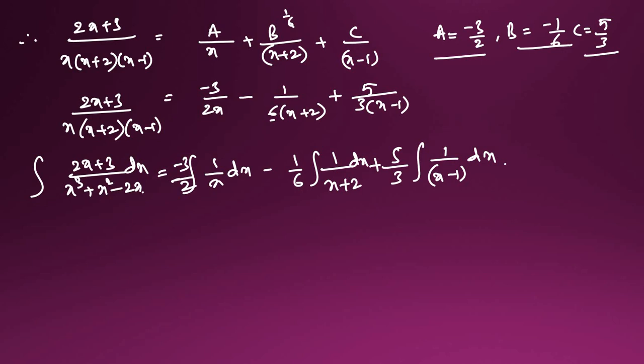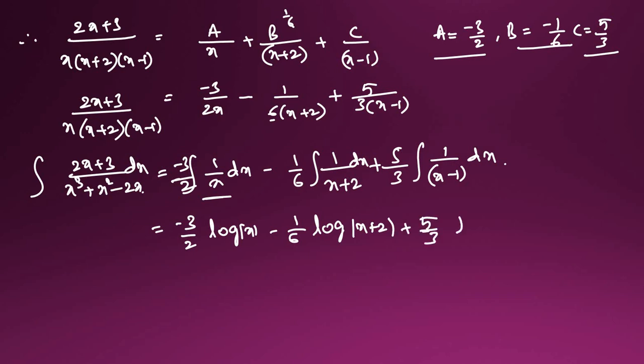So what is the answer here? Minus 3 by 2 into the integral of 1 by x, which is log x. And minus 1 by 6 into log of x plus 2, and plus 5 by 3 into log of x minus 1, plus c will come. So this is the end of this ninth question.